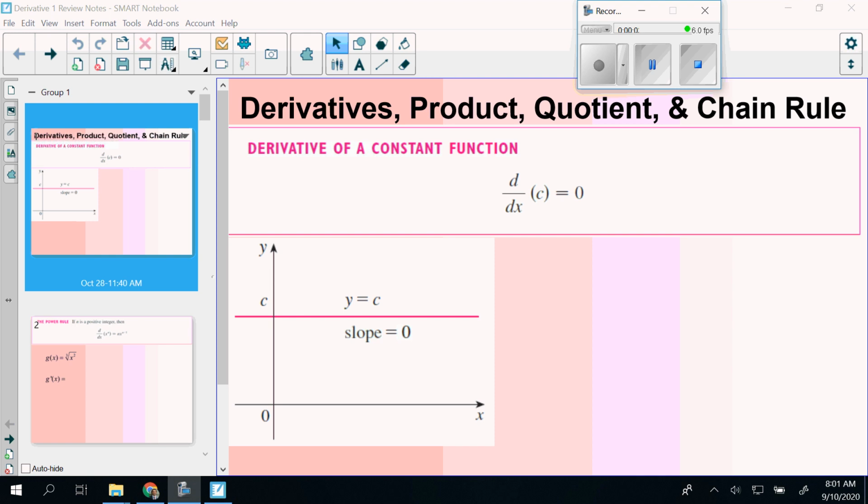All right, today we're going to review derivatives and some of the derivative rules. First thing, derivative of a constant is always zero. Reason that is, if you graph any type of constant line, it's straight across. Derivatives find the rate of change or slope, and because the slope is zero, the derivative of a constant is always zero.